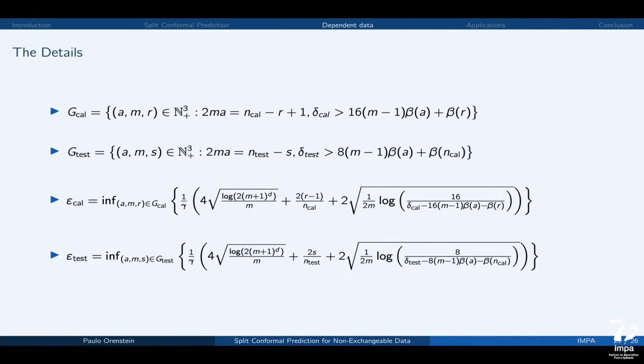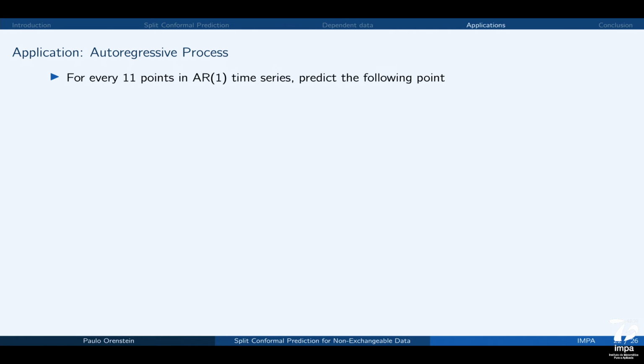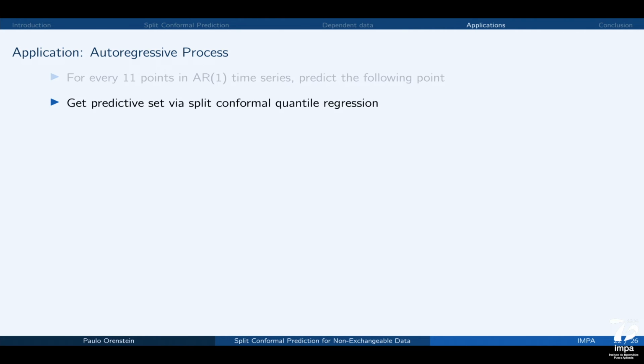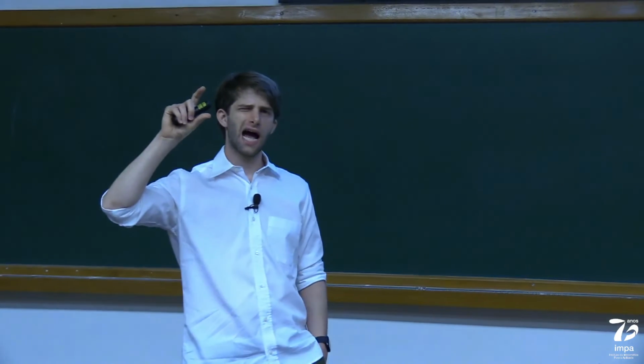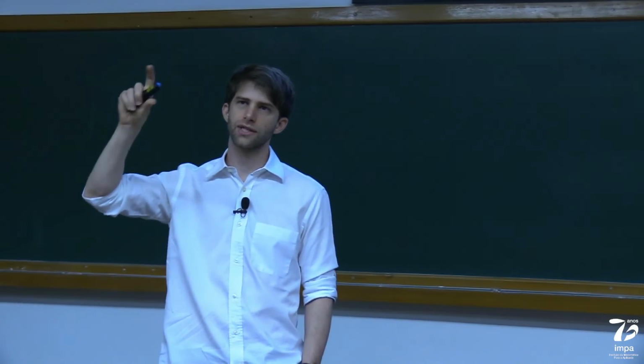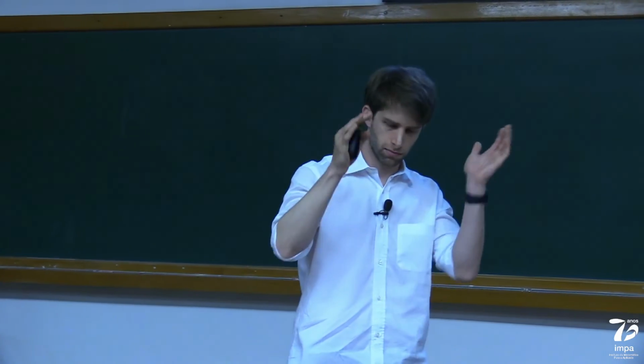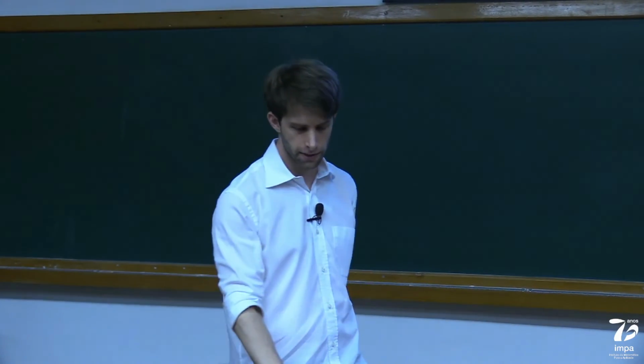But rather than try to convince you that this is reasonable with formulas, I want to show you some examples. So here's a first application. This is an autoregressive process. For every 11 points in my autoregressive process of order 1, I'm going to try to predict the 12th point. I'm going to get this interval via split conformal quantile regression, by which I mean the score is that conformalized quantile. This doesn't matter very much, but I'm defining one of the ways to get my score.